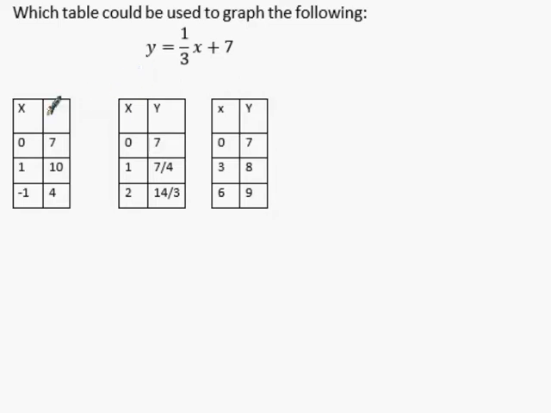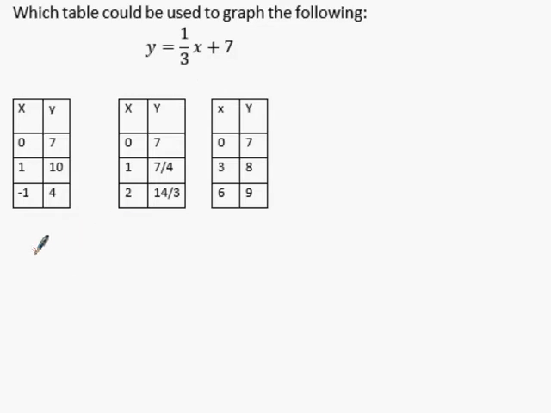We simply have to take this table and take these x and y values, plug them in, and see if each ordered pair is true. And if indeed each ordered pair is true, this table would be the one used to graph that equation. If not, we'd move on to the next one. So let's go ahead and test it out.